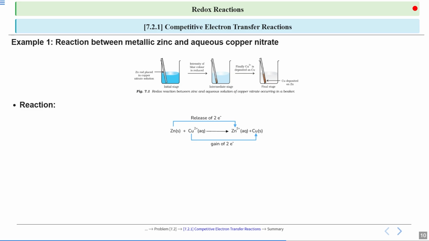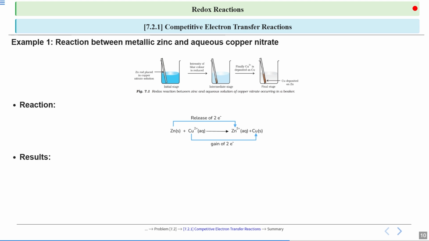So what does the zinc do? Zinc loses electrons, that means zinc goes from 0 to Zn2+, while Cu2+ gains these 2 electrons and is converted to Cu. So why has copper deposited over zinc? Because the zinc has been oxidized, while the copper has been reduced and gets deposited over the zinc rod.